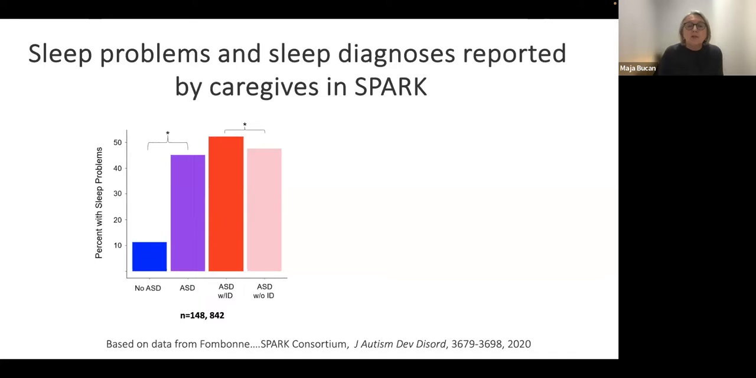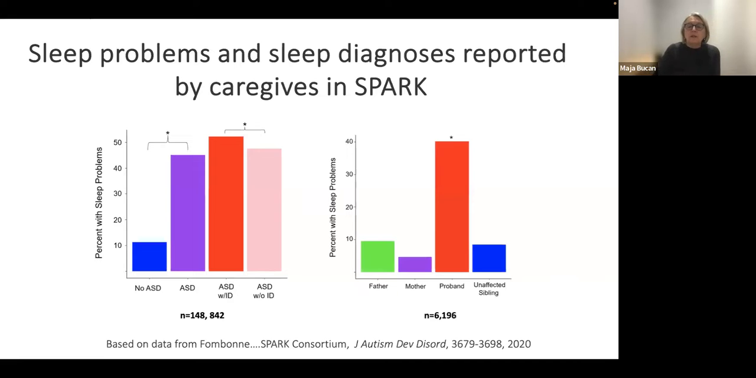by the SPARK Consortium, with reports from caregivers who, according to their records, reported in approximately 40% of cases that the ASD individual has sleep problems or a sleep diagnosis, in comparison to approximately 10% in non-ASD individuals. It is also interesting that the rate of sleep problems is slightly higher in individuals with ASD with intellectual disability in comparison to individuals without intellectual disability.